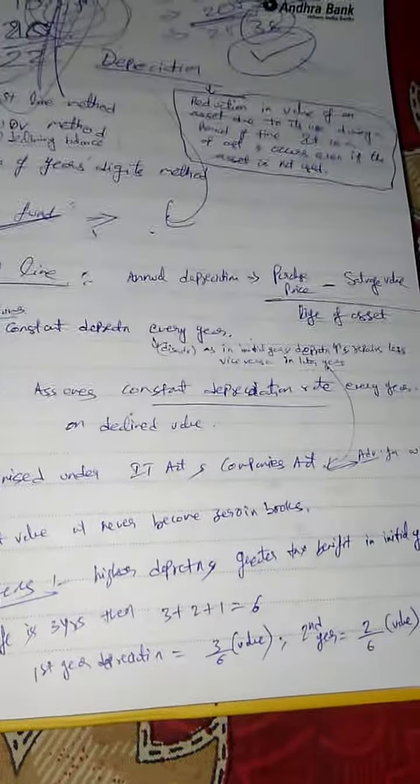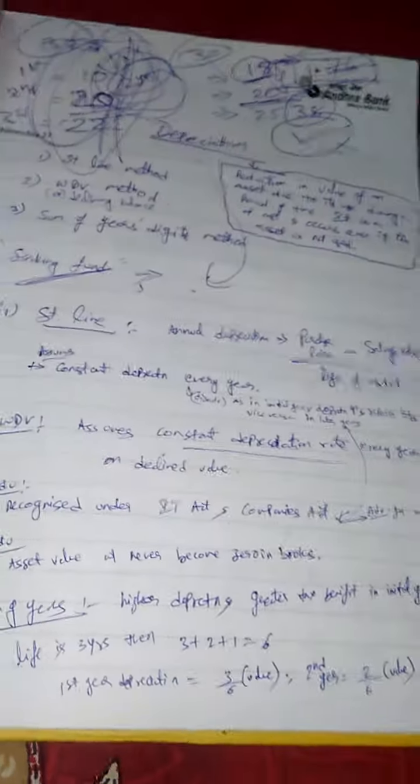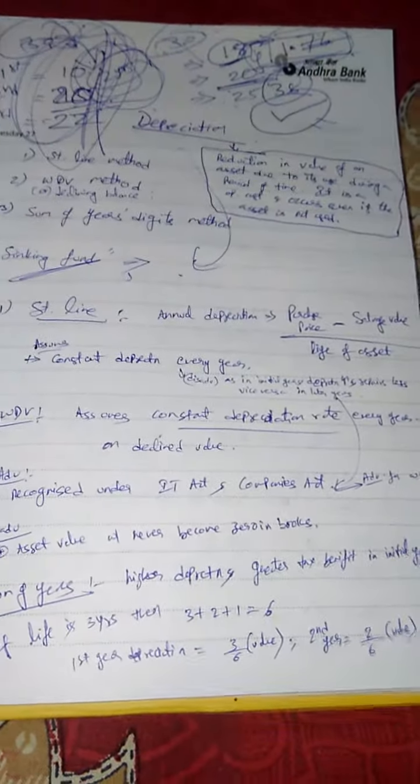Now for accounting purposes we need to arrive at depreciation. So for that we follow some methods. We have three different types of methods. The first method is the straight line method. In the straight line method, the annual depreciation is constant every year. Clear? The annual depreciation remains constant every year.